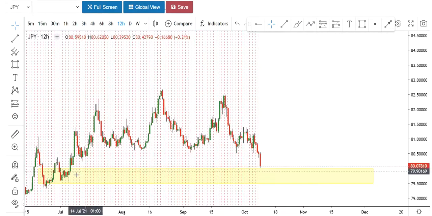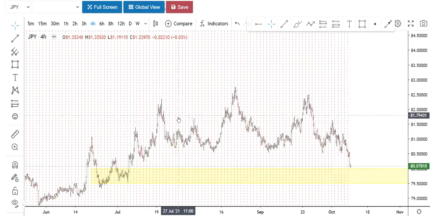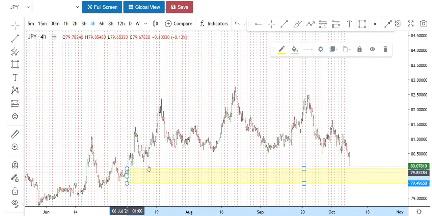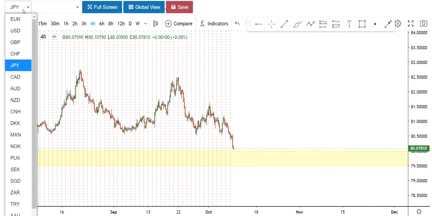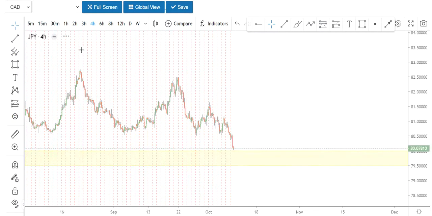upside. Now if we look at it on the 4 hour, we can see that we are in a very good demand zone. So what do we expect? We expect price to come in a little bit to tap into the demand zone before moving higher. Now let's go to the CAD, the Canadian dollar.